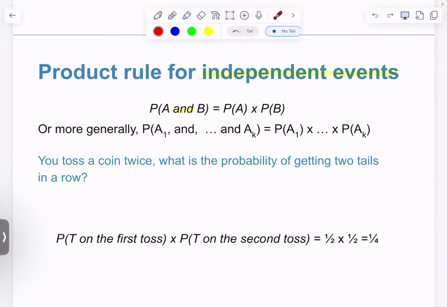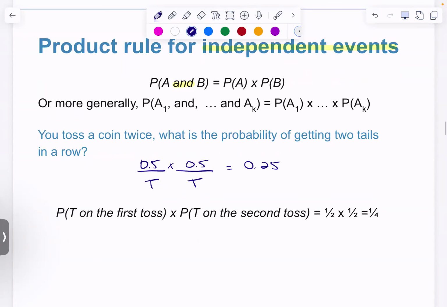If you toss a coin twice, what's the probability of getting two tails in a row? Well, we can use my slots. I get tails, and I get tails. Probability of tails is 0.5, and the probability of tails is 0.5. I get 0.5 times 0.5, 0.25. Or you can use the fractions like they have.